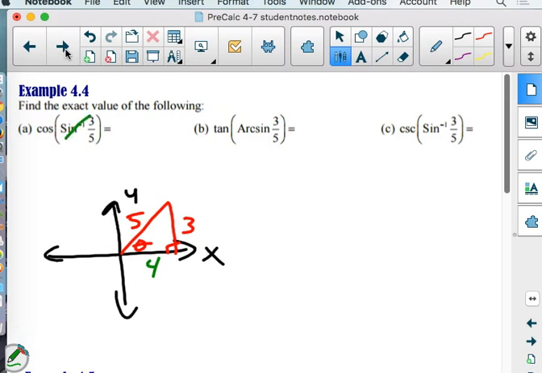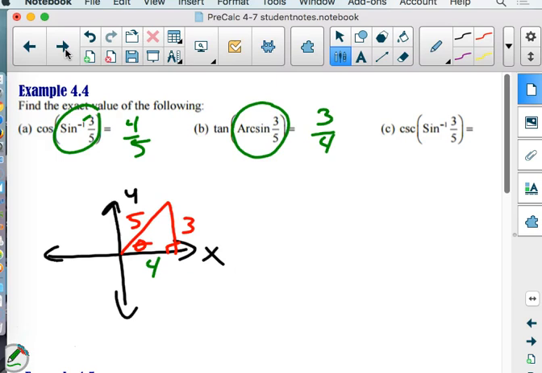So what's its cosine? 4/5. Wait a second. Is this any different than that? I'm not making a new drawing. What's the tangent? 3/4, opposite over adjacent. Make a new drawing for C?